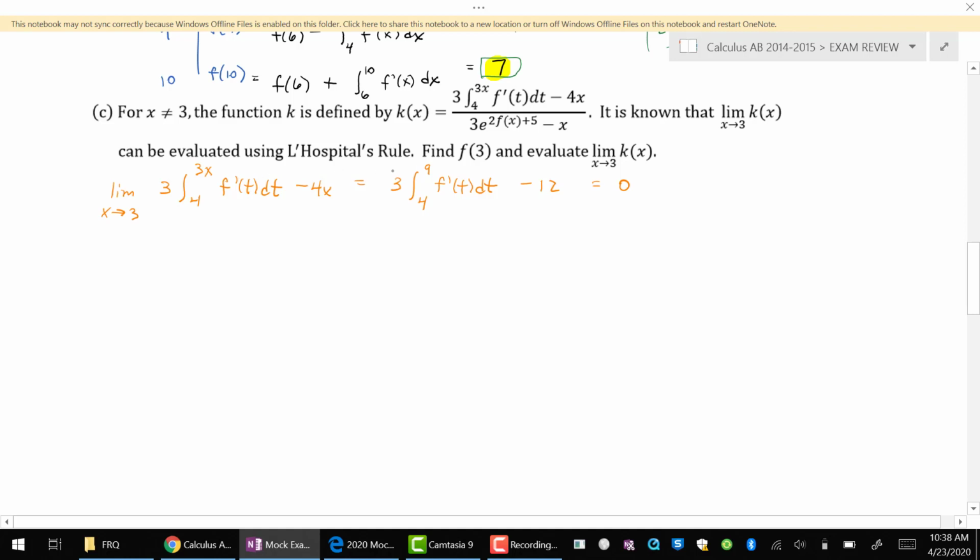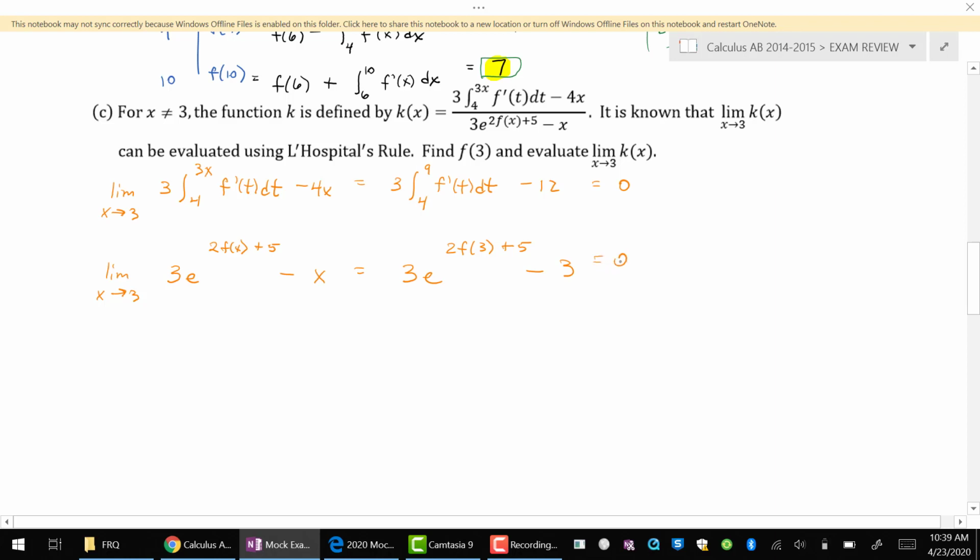So I'm going to end up with this indeterminate form of 0 over 0. So this limit, as x approaches 3, of the denominator, 3e to the power of 2f of x plus 5, minus x must be equal to, by direct substitution, f of 3 plus 5, and then minus 3. But again, because L'Hopital's rule works here, that has to all equal 0 at some point.